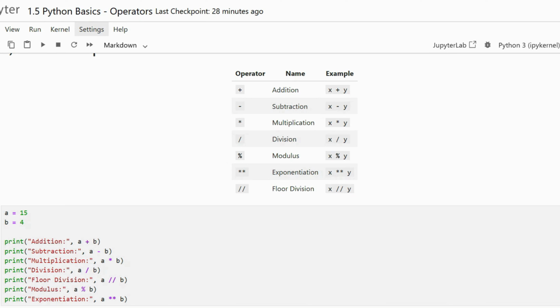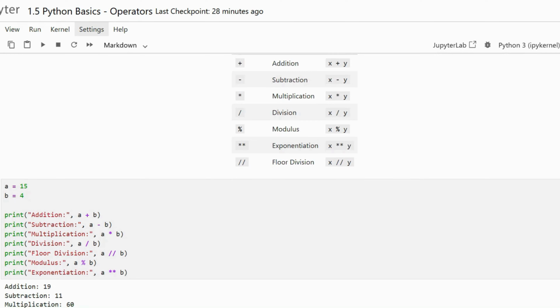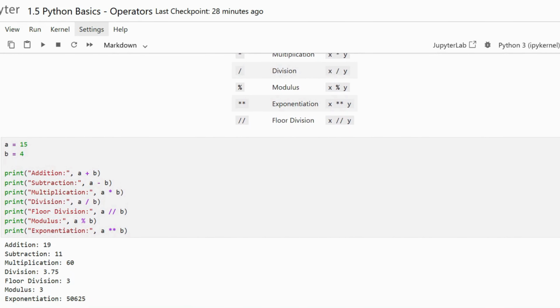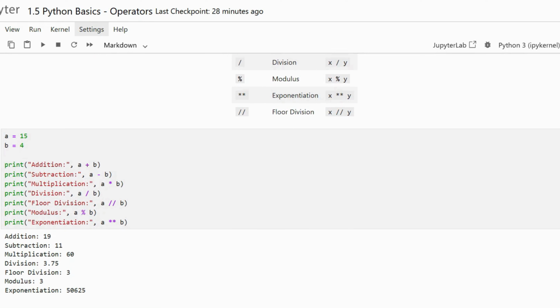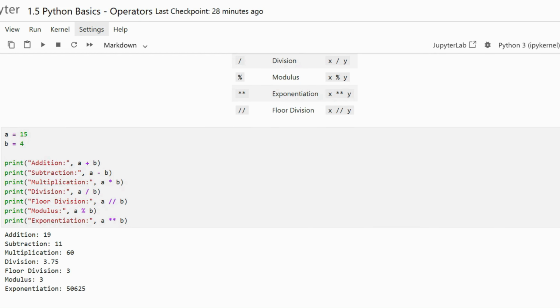You can also return only the integer part of the division by using floor division, 15//4, which gives you 3. To return the remainder, we use the modulus operator, which is represented by the percentage symbol. So 15 divided by 4, the remainder is 3, which is given by 15 modulo 4, giving you 3. Exponential is represented by double asterisk. It raises a number to a power. So 15 double asterisk 4 is equal to 50625.